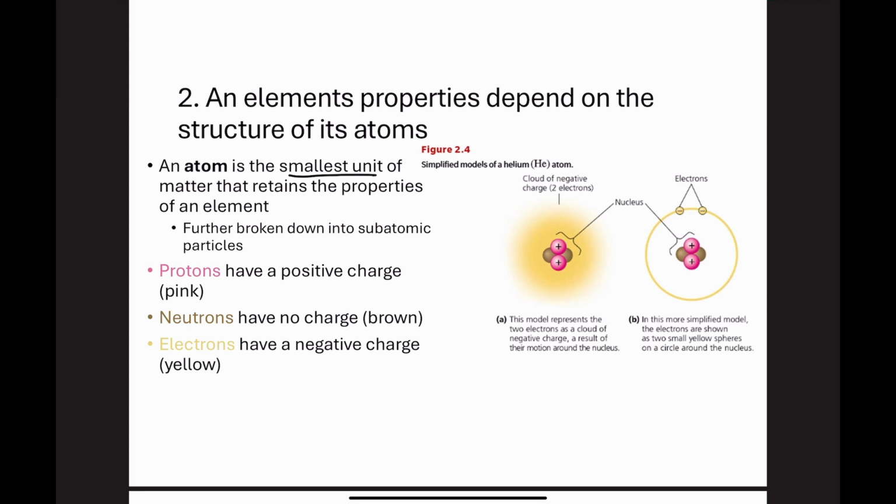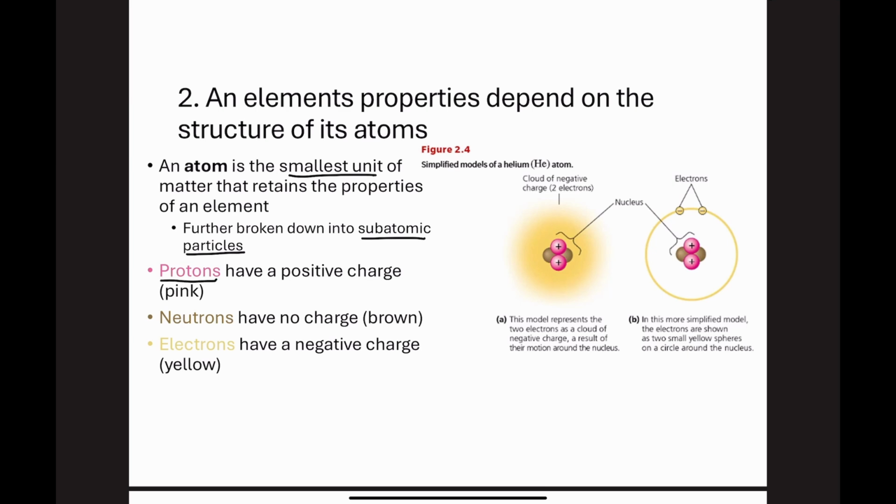And although atoms are the smallest part of the element, atoms can still be broken down into subatomic particles. And so atoms are composed of 3 subatomic particles, and it's extremely important that you guys remember and are able to understand what these 3 particles are. And the first one that we're going to be talking about is protons.